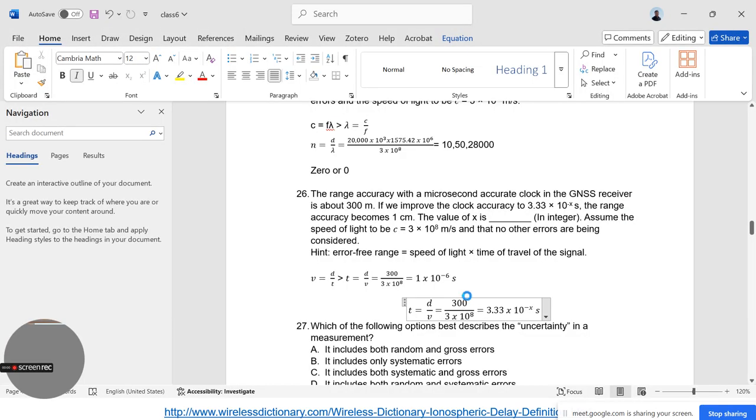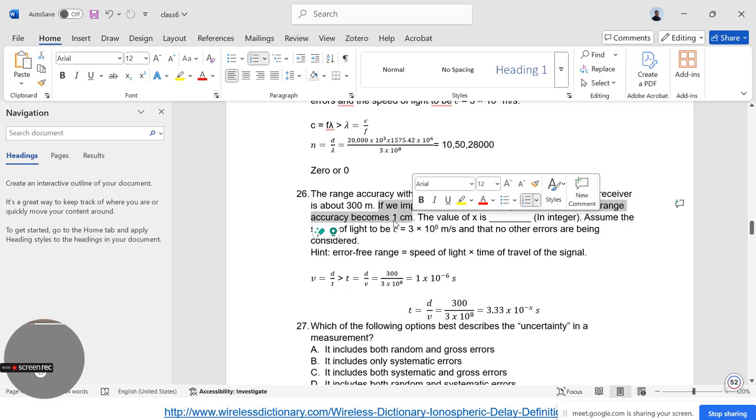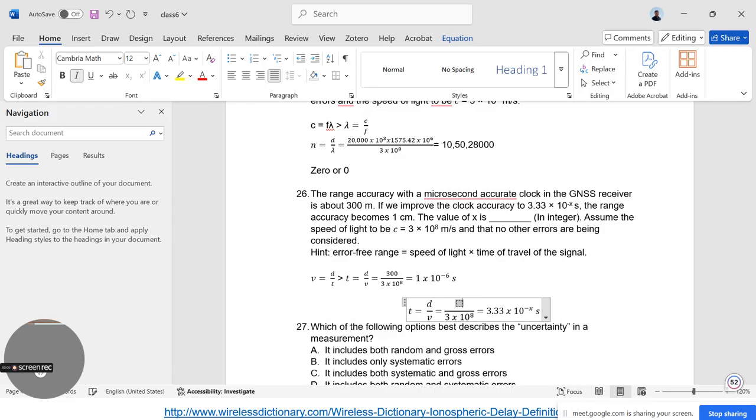Okay. So here we know that v is the same for both. So d will change if we change the time. In this second line, it is given that the positional accuracy will become 1 centimeter. Earlier it was 300 meter and now it became 1 centimeter. So instead of 300, we will write 1 centimeter. So 1 centimeter is equal to 1 into 10 to the power minus 2 meter.